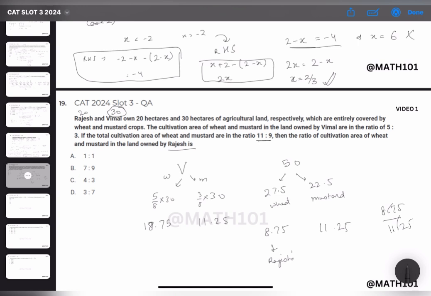We multiply by 20 on both sides, so we get 175 upon 225. Dividing by 25, we get 7 by 9. So answer is B, 7 by 9.